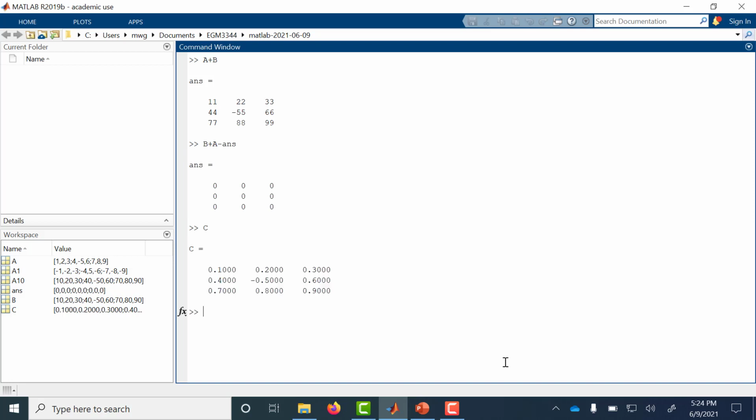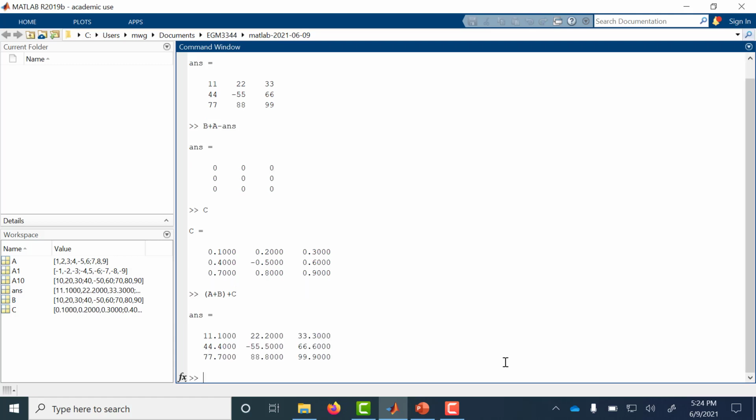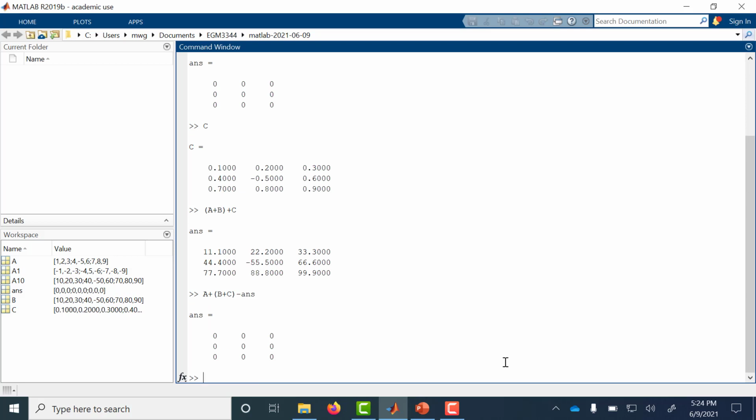And then I can bring in a third matrix, a third 3 by 3. So these are all 3 by 3 matrices. Then I can show that A plus B, quantity plus C, equals a thing. And then I could show that A plus quantity B plus C is the same. Subtract off the answer, you should get the 0 matrix. So it is associative as well.